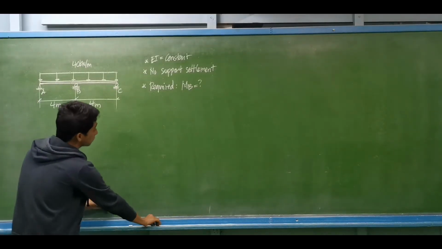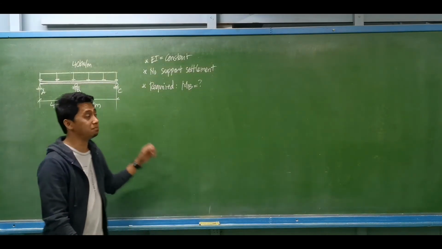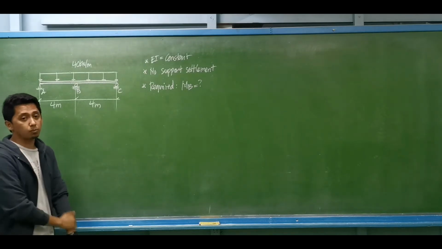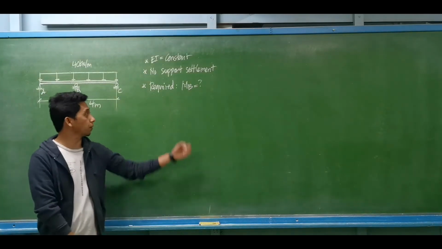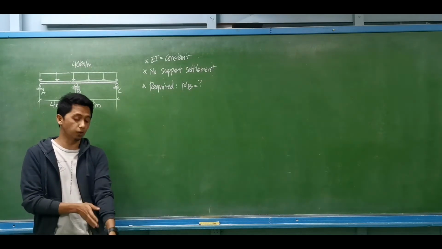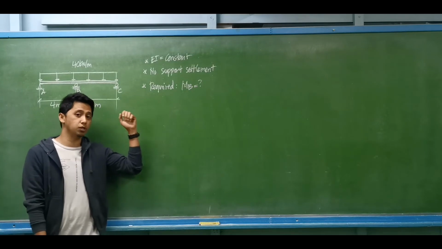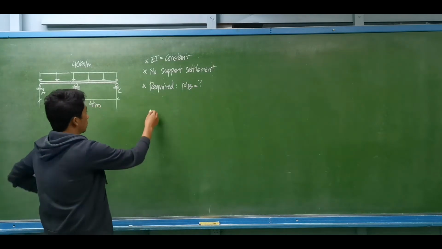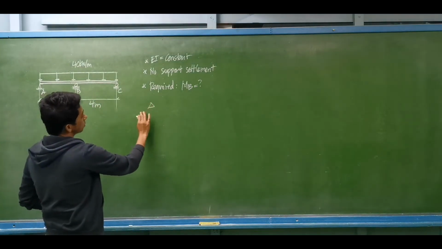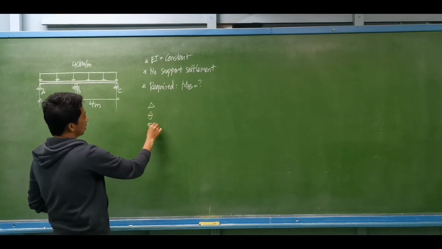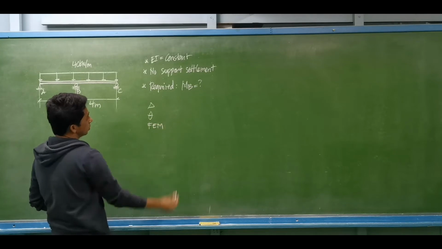Okay, so good day. For example, we have this beam loaded as shown. EI is constant and there is no support settlement. We are required to compute the moment at B using the slope deflection method. Some of the parameters to be used for the slope deflection method: we are to consider displacements, rotation, and fixed end moments.